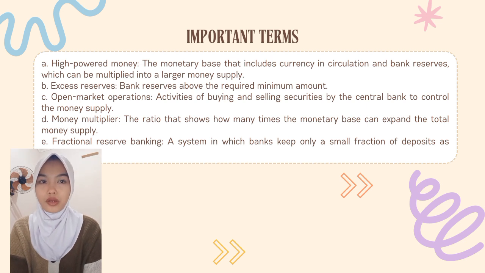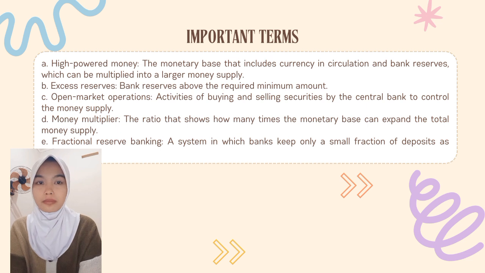And next, important terms. A. High-powered money is the monetary base that includes currency in circulation and bank reserves, which can be multiplied into a larger money supply. B. Excess reserve, which is bank reserve above the required minimum amount. C. Open market operation, which is the activity of buying and selling securities by the central bank to control the money supply.